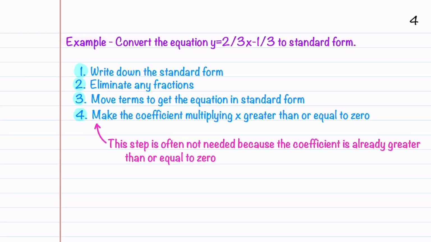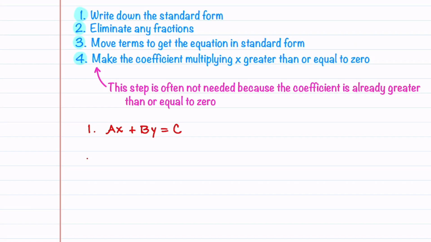Let's first write down our equation in standard form. That's going to be ax plus by is equal to c. In our second step, we'll first write down our equation. y is equal to 2/3 x minus 1/3. To get rid of the fractions, we'll multiply both sides of the equation by 3. So we have 3y is equal to 2x minus 1.